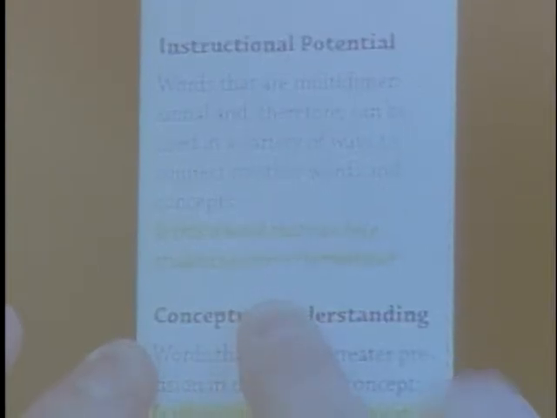So under importance and utility, is this a word that students will see in a variety of texts? Instructional potential, is this a word that can help students express themselves? Conceptual understanding, is this a word that will allow students to more specifically describe a concept? Isn't that our goal? And also, under conceptual understanding, words that are important to the conceptual understanding of the given text that you are working on at the time. Okay, so is this a word that is critical to comprehending the selected text? Okay, bookmark is your best friend.